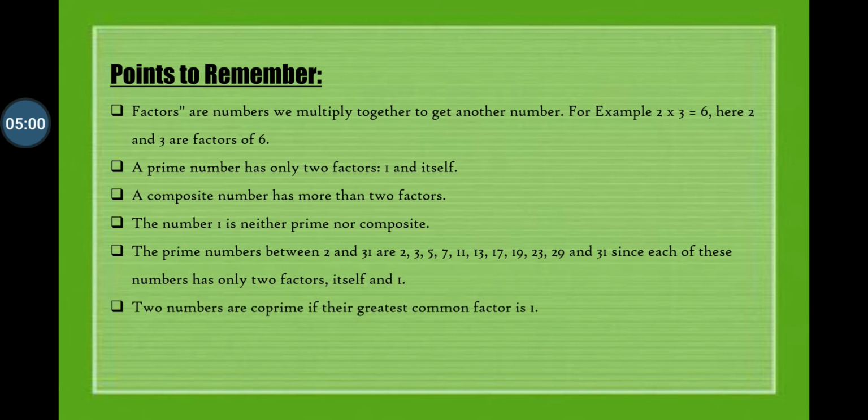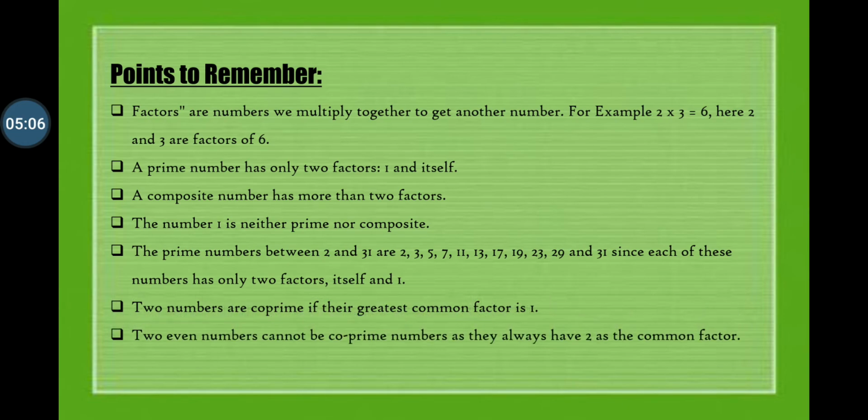Two numbers are coprime if their greatest common factor is 1. Two even numbers cannot be coprime as they have always 2 as the common factor. All pairs of two consecutive numbers are coprime numbers.